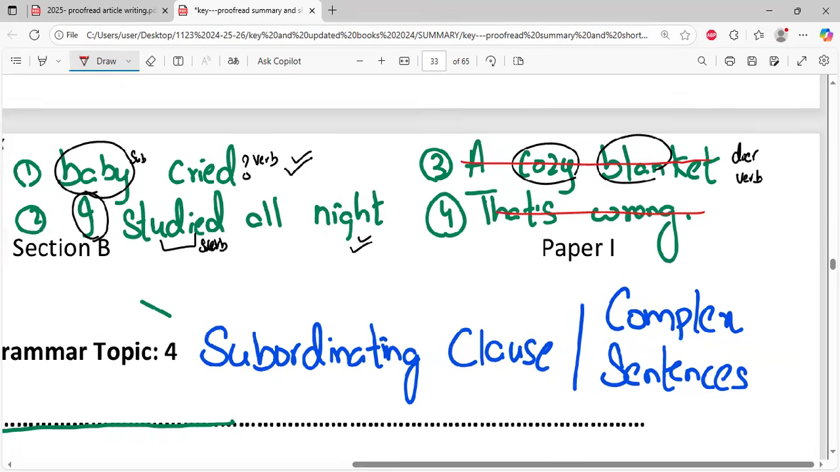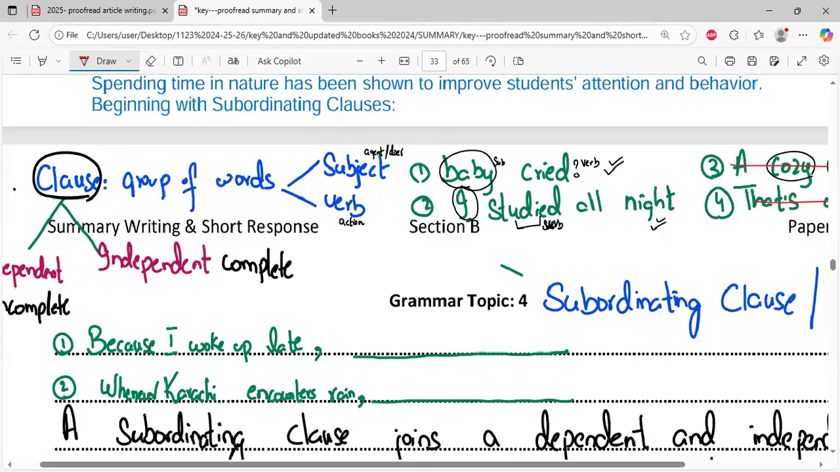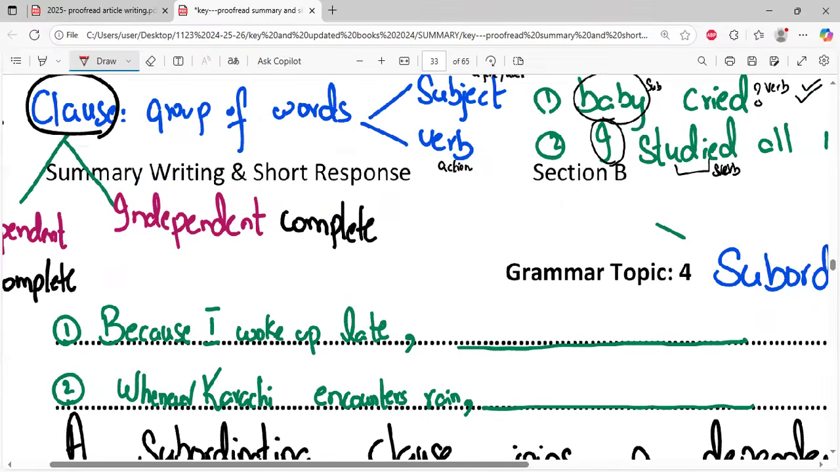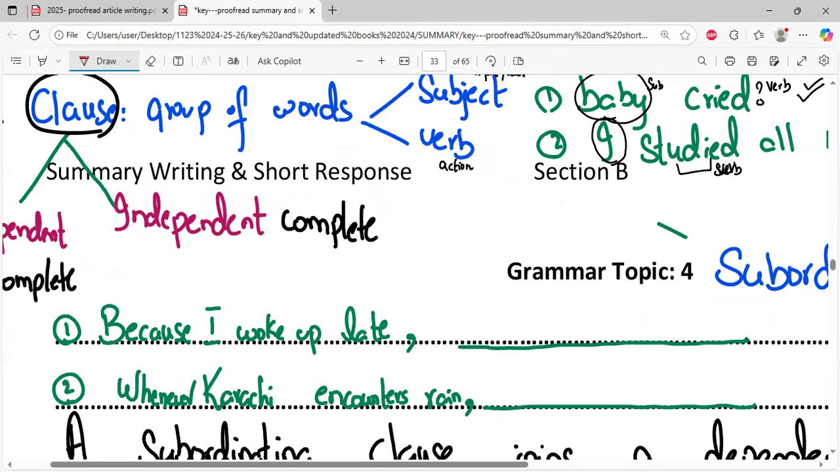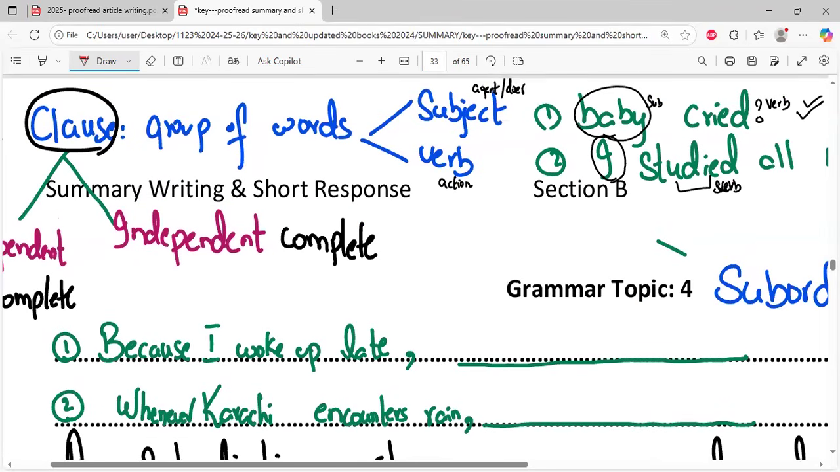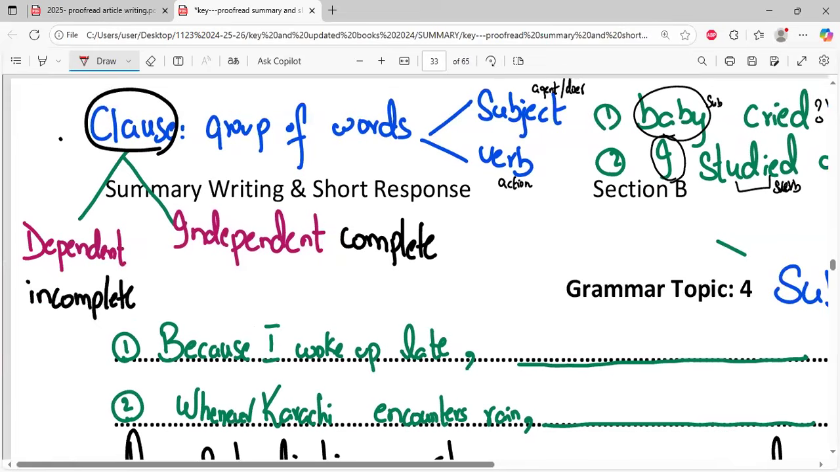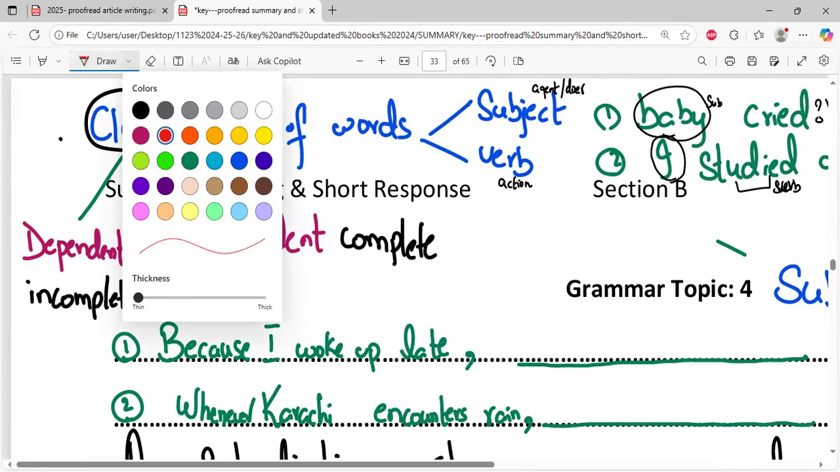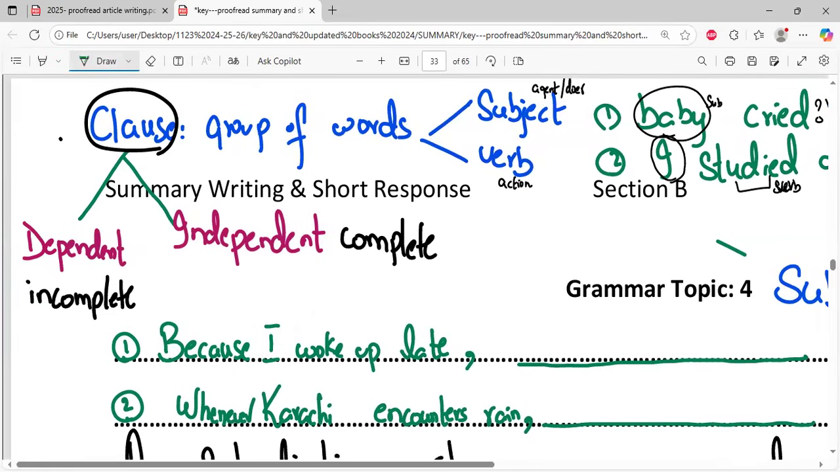Okay. So I'm taking you back to the definition of a very basic thing first, that in subordinating clauses, what do we mean by clause? A clause is a group of words which should consist of a subject and verb. Now we will see clauses. This is basic. Now we are moving one step ahead. Clauses are then classified into two types.